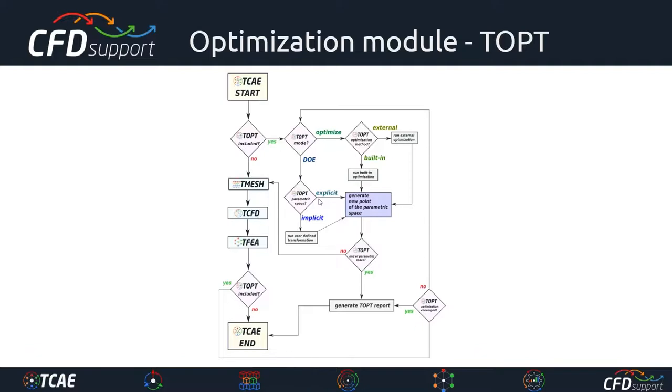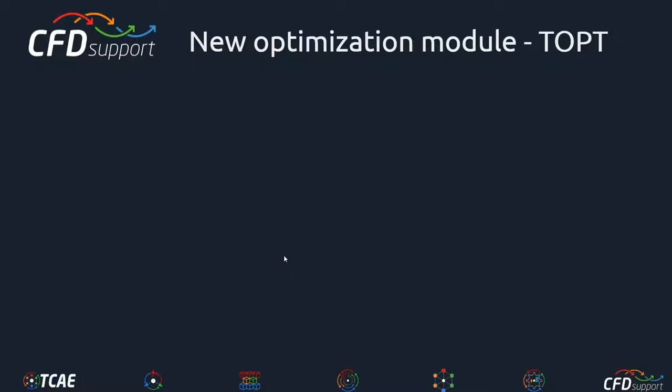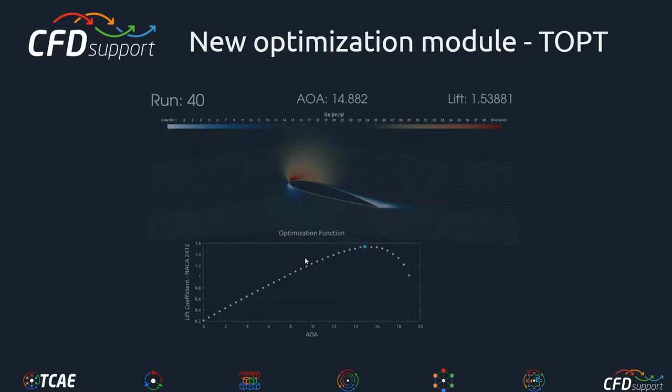It's pretty simple. After some parameters to change are picked, the simulation point is created, then the standard TCAE process runs, which is the mesh creation, then CFD or possibly the FEA simulation, and then if we are not converged in this optimization loop, another loop starts and generates a new point of the parametric space, and simulation happens again this way. We have a couple of examples, but I'm not going to go too much into details. I will leave this to Radek.